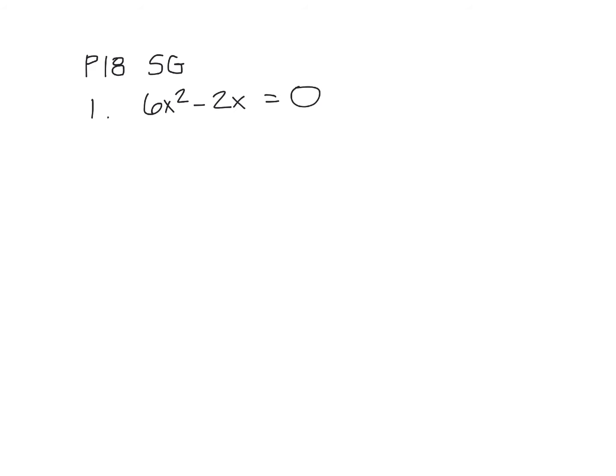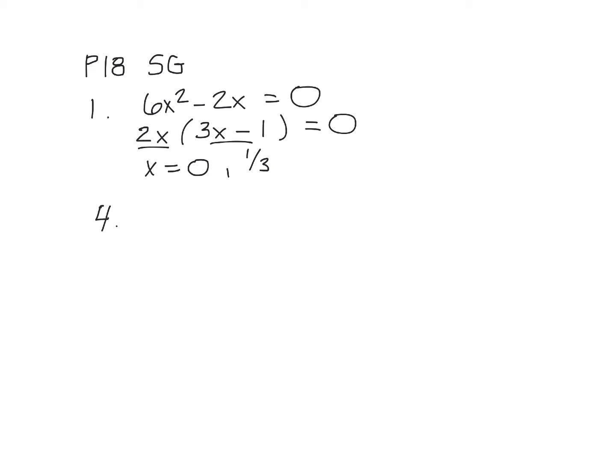It is set equal to 0. I'm going to try to factor this. First step is always greatest common factor. And I see that I can take a 2 out of each term and an x, which would leave me with 3x minus 1. And then my solutions would be 0 and a positive 1/3. Again, that's what's making each of these factors equal 0.